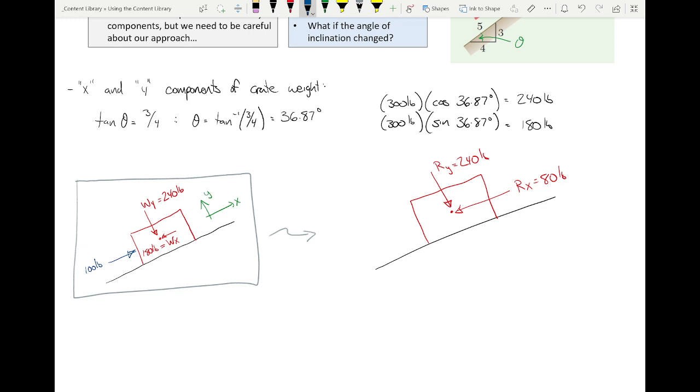No, because if the crate is pushing down into the ramp with a force of 240 pounds, the ramp is responding with a normal force of 240 pounds. That's the normal force, okay? And it's pretty easy, like couldn't you have figured that out from here? Like 240 down, 240 pounds up? Yeah, but with your homework assignment, this 100 pounds is also at an angle. So it's advantageous to take this and do this exercise.